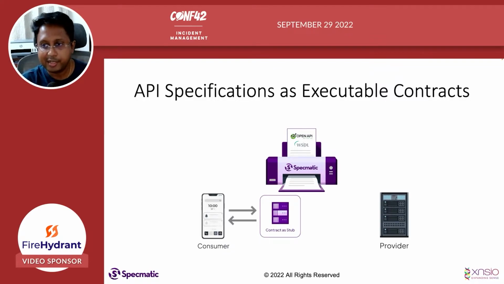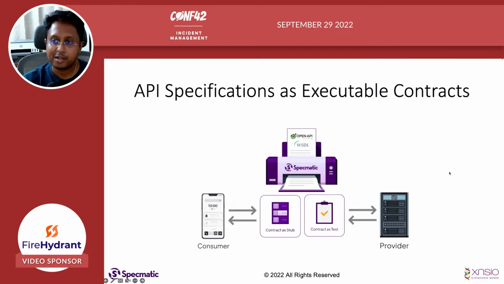Now we have to keep the equation balanced on the provider side also, for which Specmatic is able to convert your API specification into contract as test and make sure that it is verifying that the provider is adhering to the contract also. Now with this, you are able to independently develop both consumer and provider applications while still being sure that when you deploy them together, they will work well with each other.